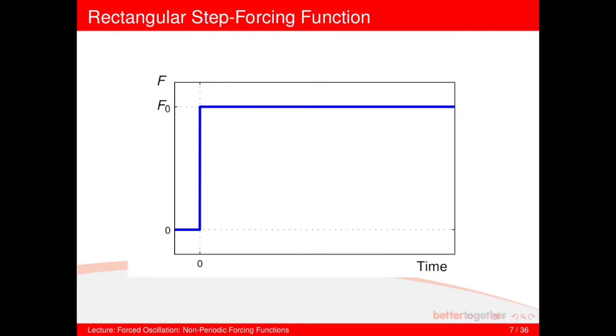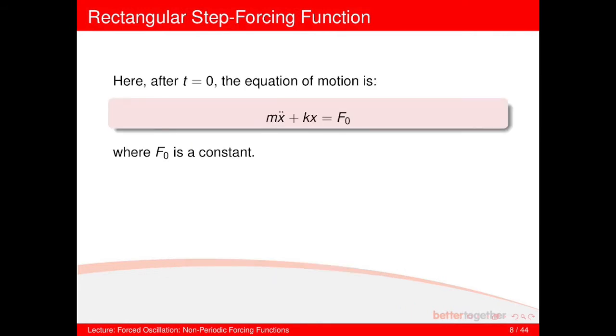What is the response for a single degree of freedom undamped case? After t equals 0, the equation of motion looks like this. It's undamped, so there's no c term. We've got mx double dot plus kx equals F0, where F0 is a constant.